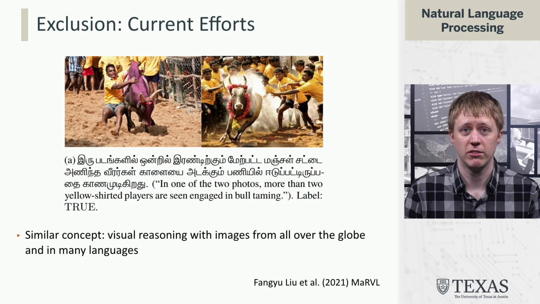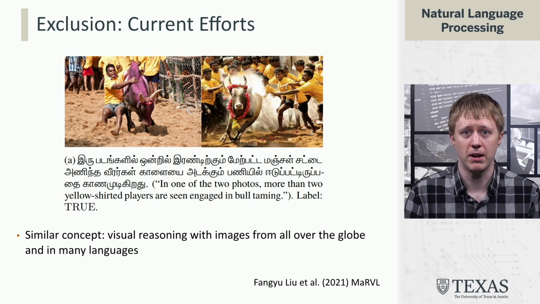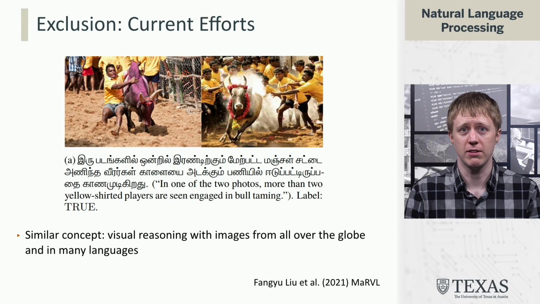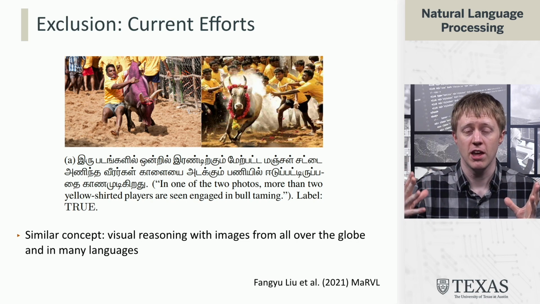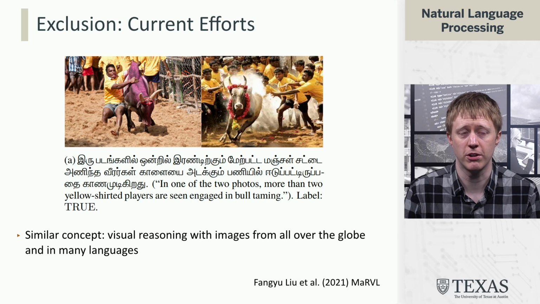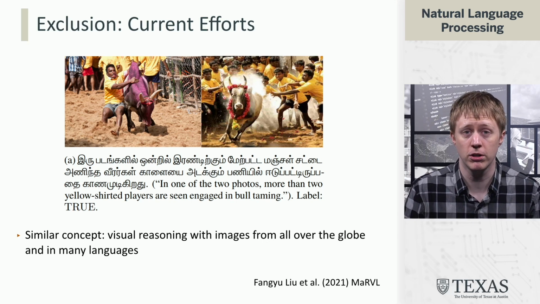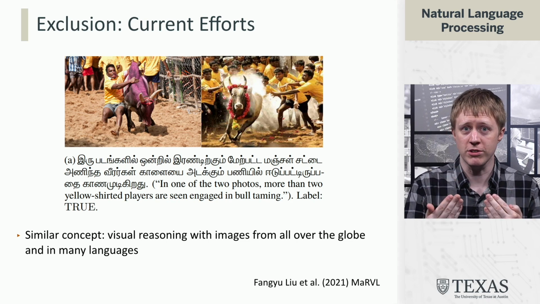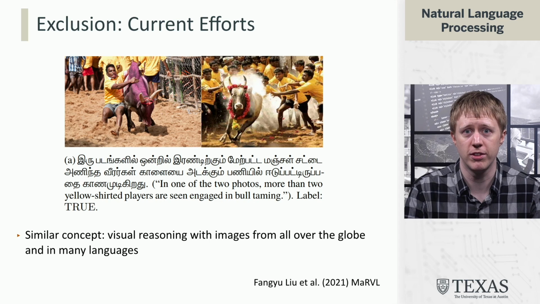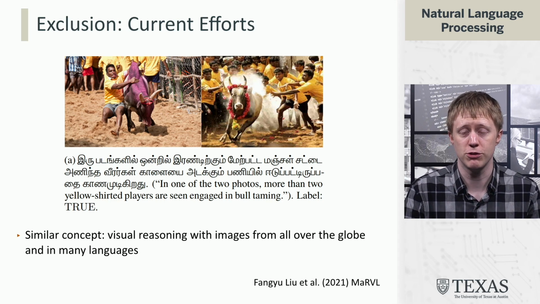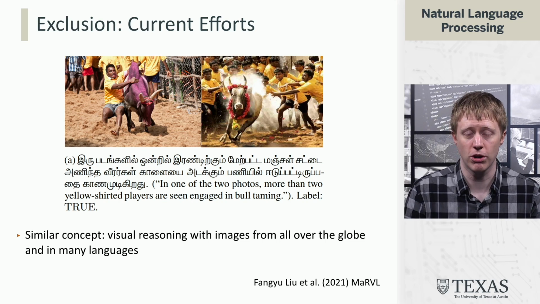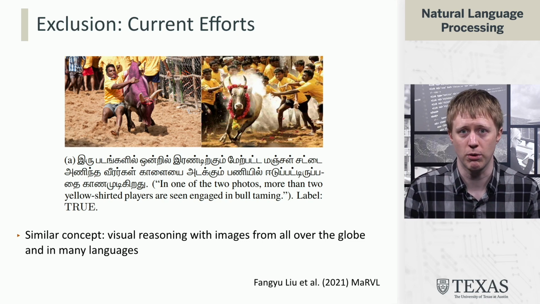Another similar vein is this data set MaRVL by Fangyu Liu et al., which looks at understanding visual knowledge where the images are crowdsourced to be geographically diverse. So they don't just feature people in Western countries, but are trying to get a broad distribution from all over the world. And then the languages used to pose the hypotheses that you're classifying as true or false are also diverse. So you have many different languages describing many different types of photos. So with this kind of visual reasoning, there's also an effort to make sure that it can work for folks who are taking photos in other places and making these statements or asking questions in other languages.